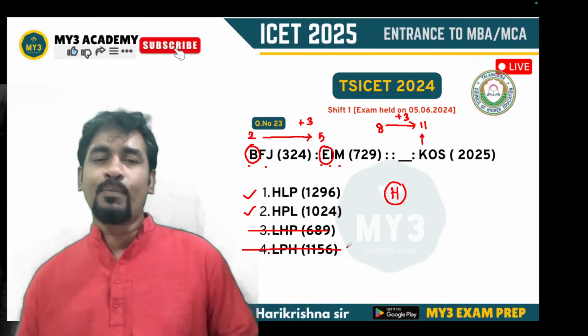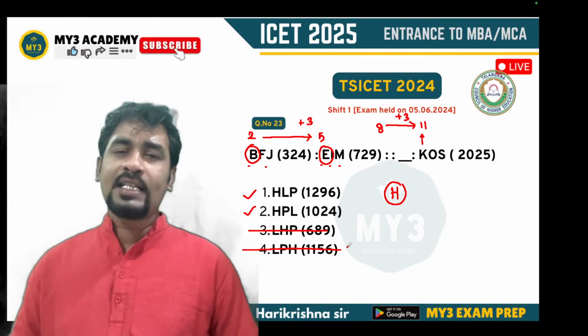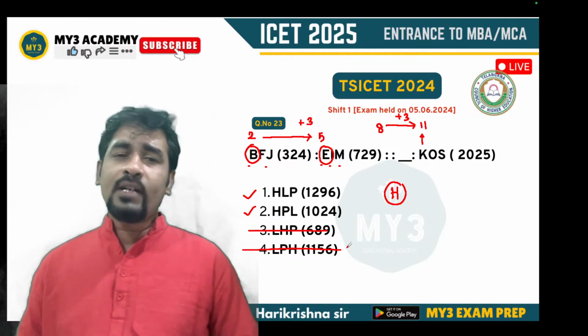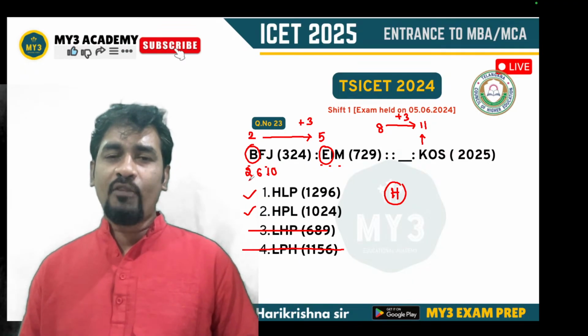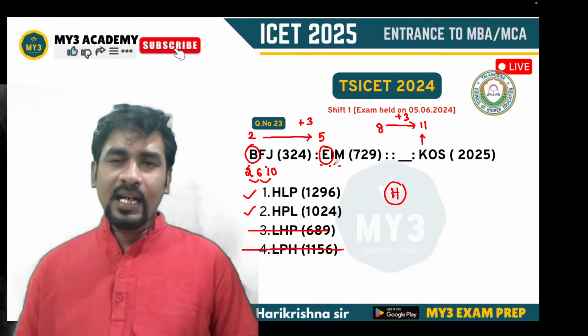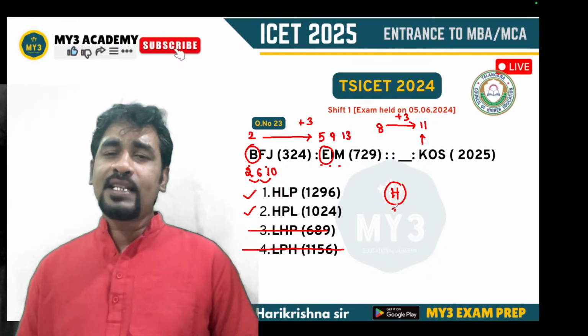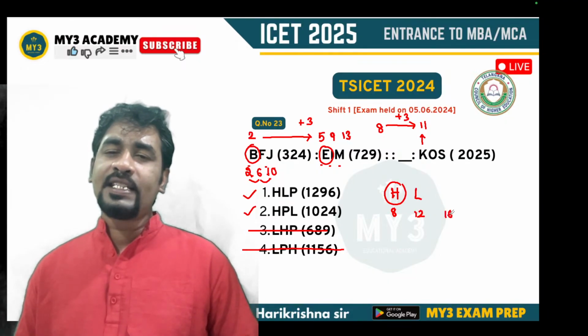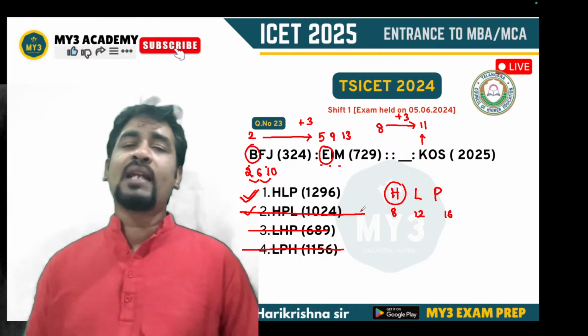There are only two options which start with H. So the answer can be either 1 or 2. Now let me look at this. There is a sequence going on. B is 2, F is 6 and J is 10. There is an increase of plus 4, plus 4. So similarly there should be some increase here in the same way. So 5 plus 4 is 9, 9 plus 4 is 13. Similarly H is 8, 8 plus 4 is 12, the 12th alphabet is L, and L plus 4 is 16, the 16th alphabet is P. The answer should have H, L, P at the start. Mark the answer as that.